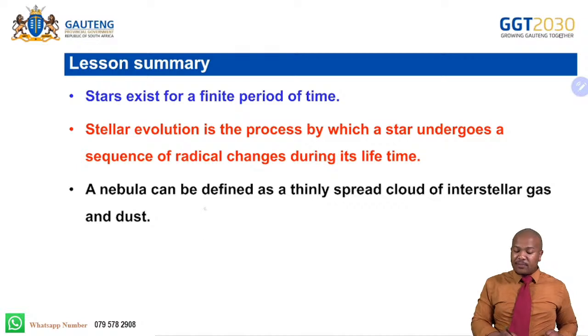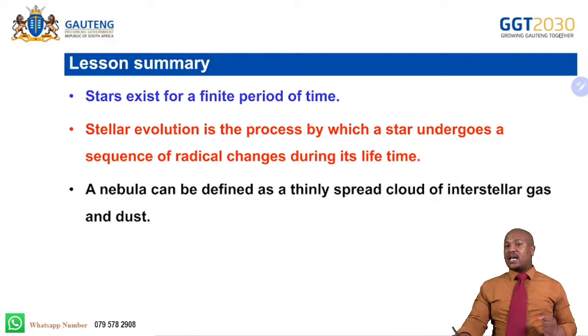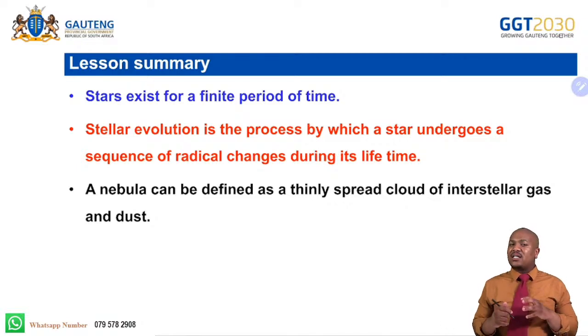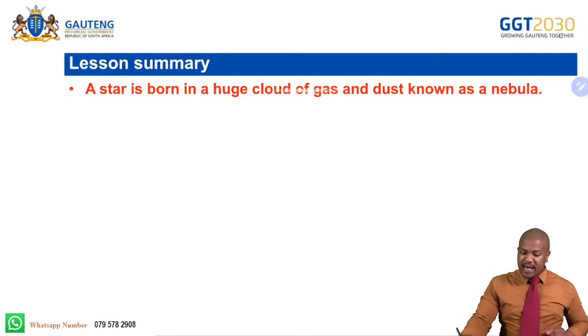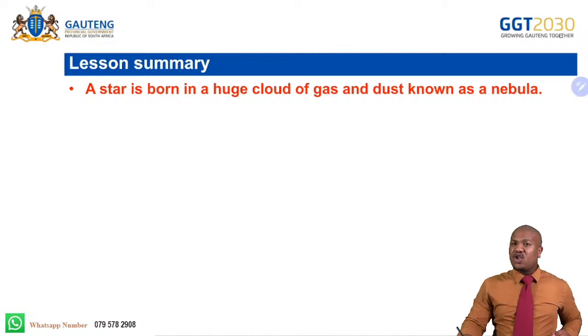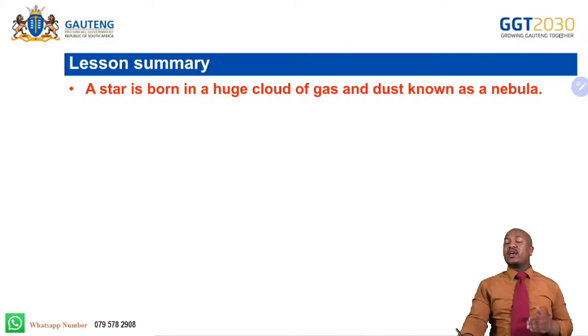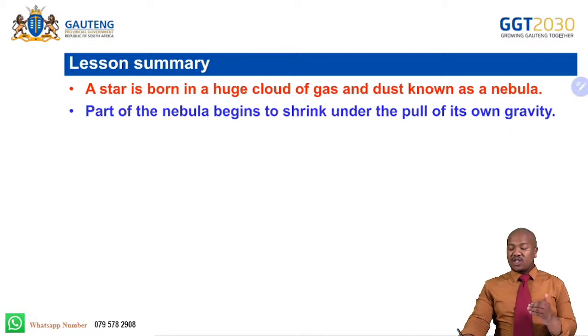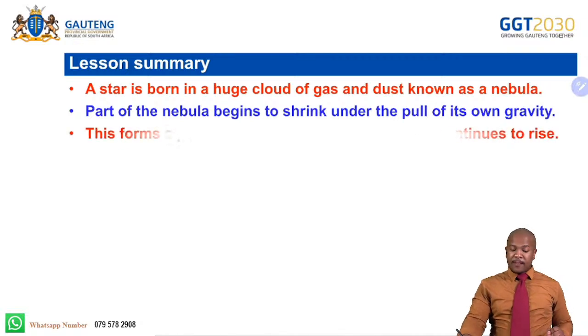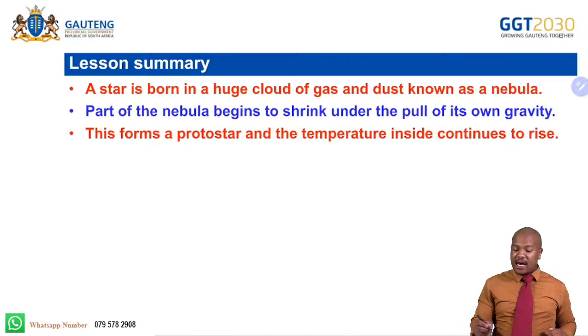A nebula can be defined as a thinly spread cloud of interstellar gas and dust, a collection of gas particles and dust. We also talked about how a star is born in a huge cloud of gas and dust known as a nebula. Part of the nebula begins to shrink under the pull of its own gravity, and this forms a protostar as a result.